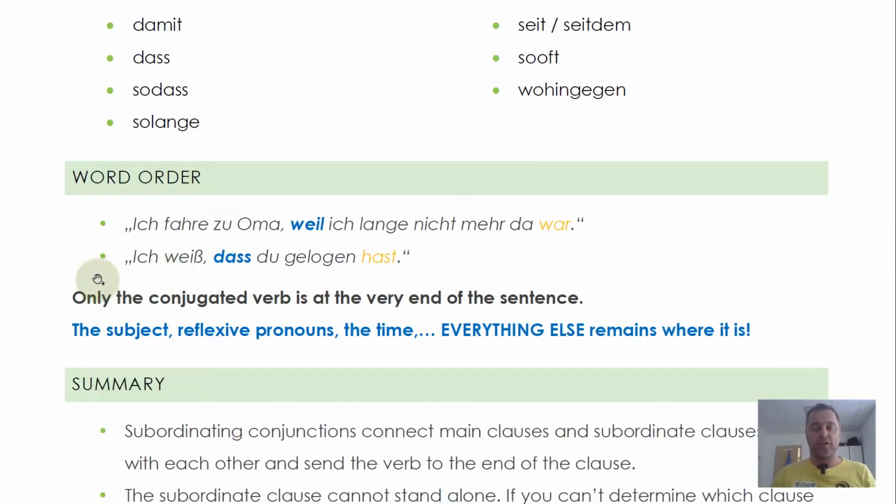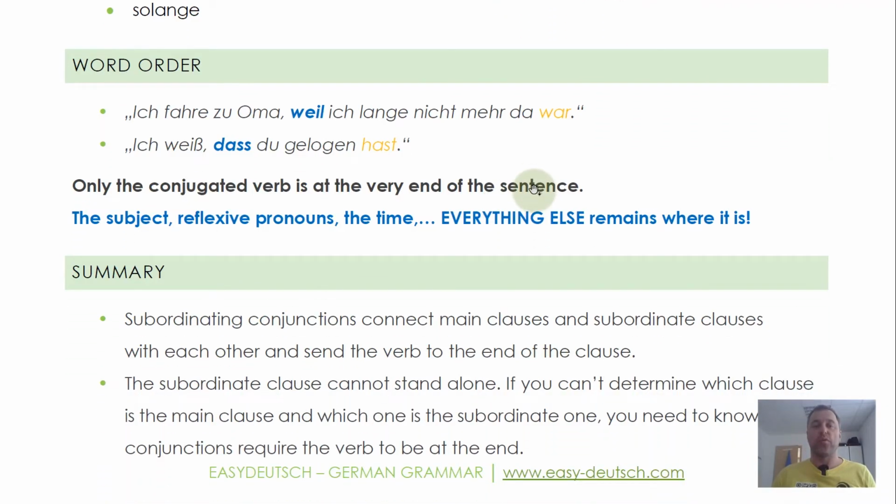I explained that to you. The verb goes to the very end, but what's important, everything else remains where it is. So nothing else moves together with the verb. So if you have the subject in front here, it just stays there. For example, here as a main clause it would be Ich war lange nicht mehr da. So everything stays in the same order, only the verb moves. Also, any kind of pronoun, the indication of time, everything stays where it is. Only the verb moves. That's the most important part here for you. The verb moves and nothing else moves together with it.